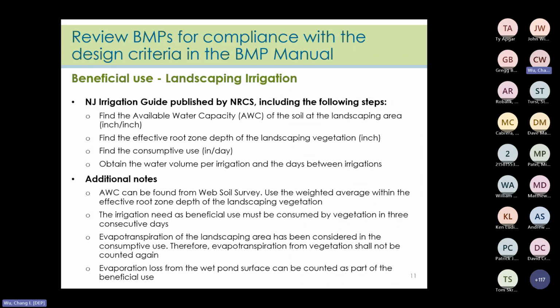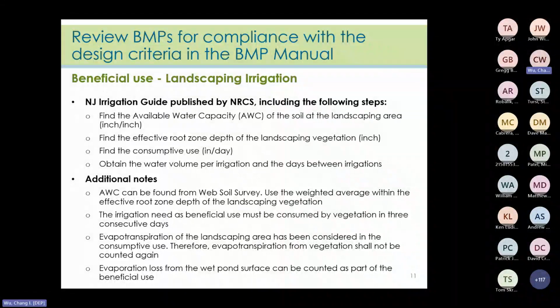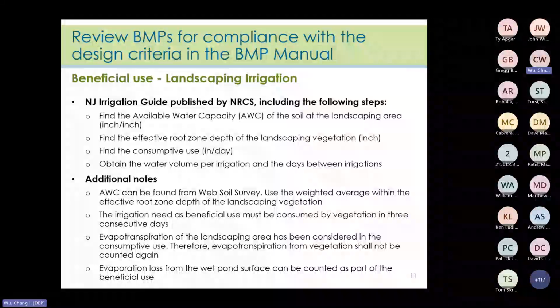And here's one reference. You may use it. NRCS has the New Jersey Irrigation Guide, which provides one method to estimate the irrigation needs. If you want to use another method, you need to provide a well-recognized publication showing the method and the variables that are used in your calculation.